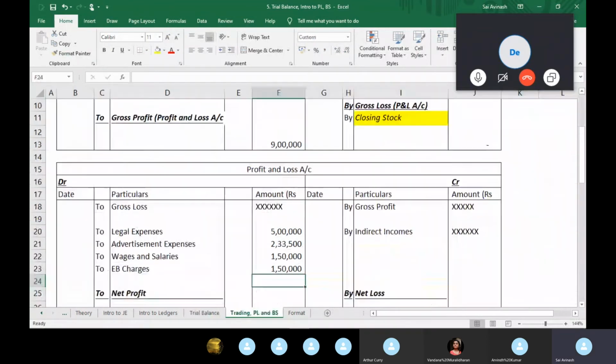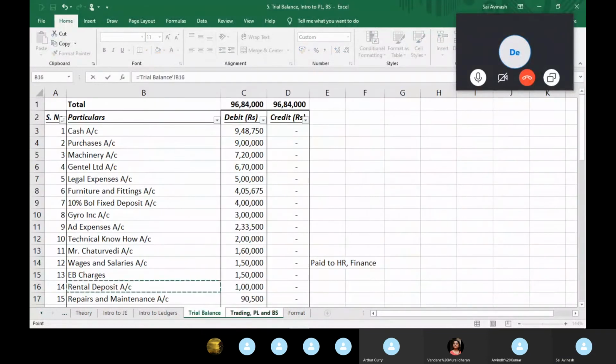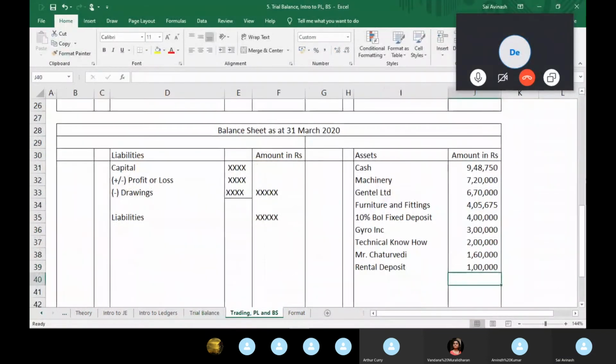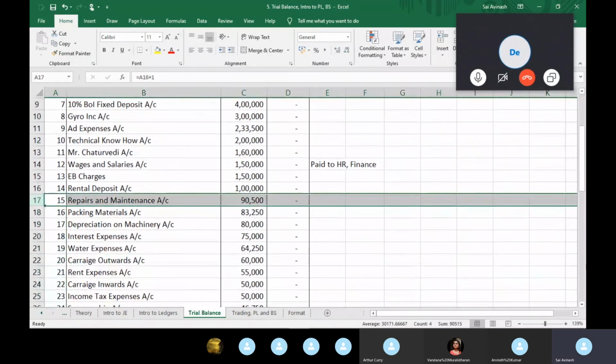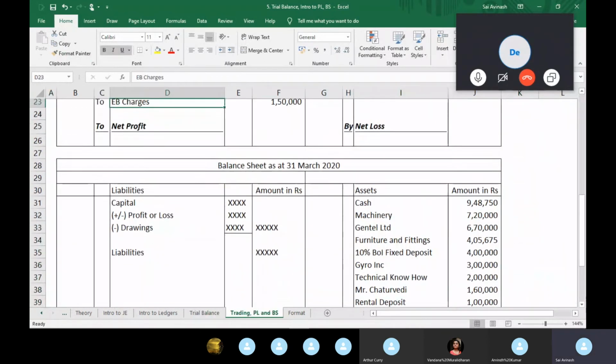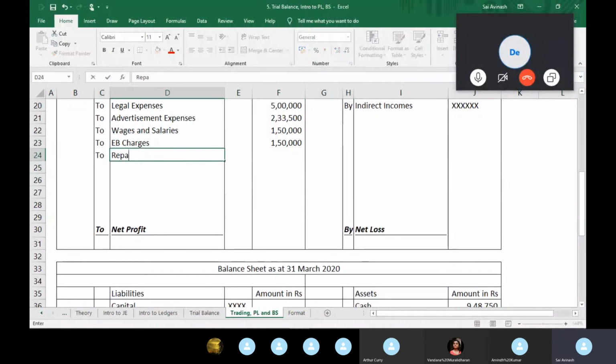Rental deposit. It's an asset. Goes in your balance sheet, asset side. What else do we have? Repairs and maintenance, stuff to do with the machinery, nothing to do with my sales, an indirect expense.